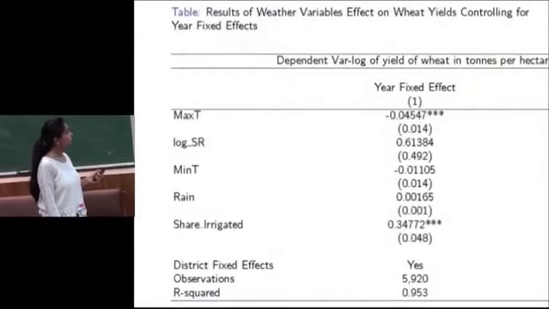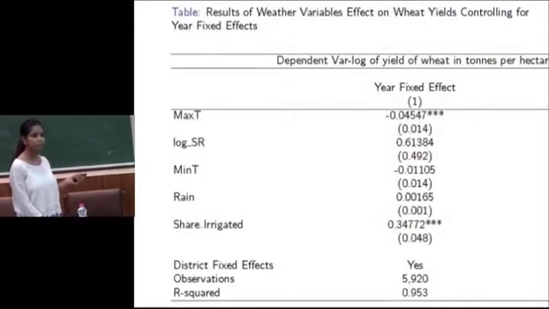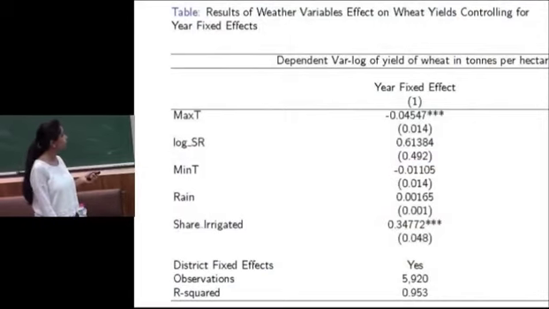So, so far I had a linear time trend but not year fixed effects. If I substitute the linear time trend by year fixed effects, then minimum temperature and solar radiation are no longer significant. But yes, the coefficient of maximum temperature goes up. So you see that a 1 degree increase in maximum temperature decreases yields by about 5%. So the results are not as robust for minimum temperature and solar radiation as they are for maximum temperature.